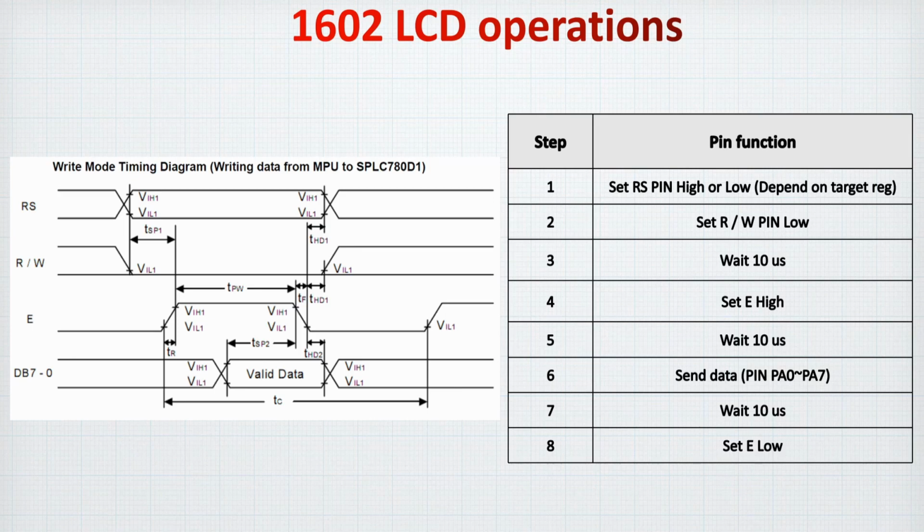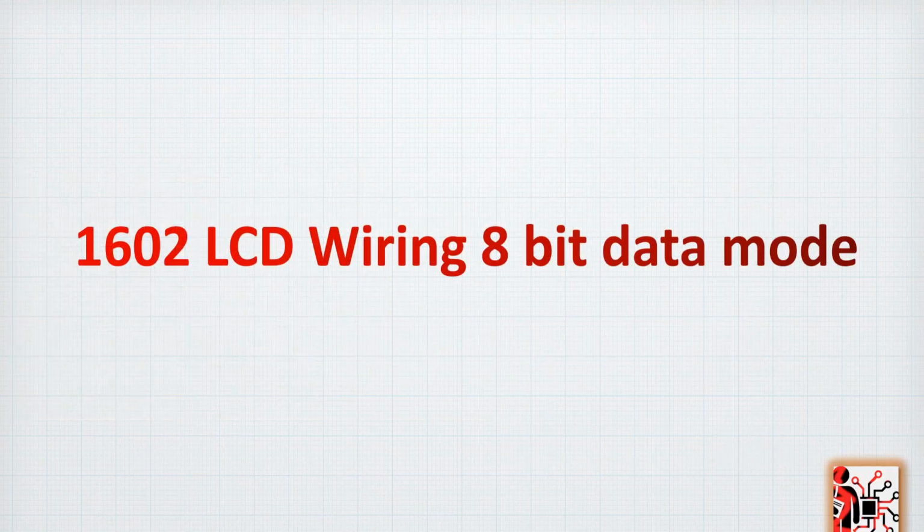This enable going from high to low means that it will start reading the data. This is where the LCD starts reading the data. Okay, so now let's see how we are going to wire our LCD with the STM32F1.